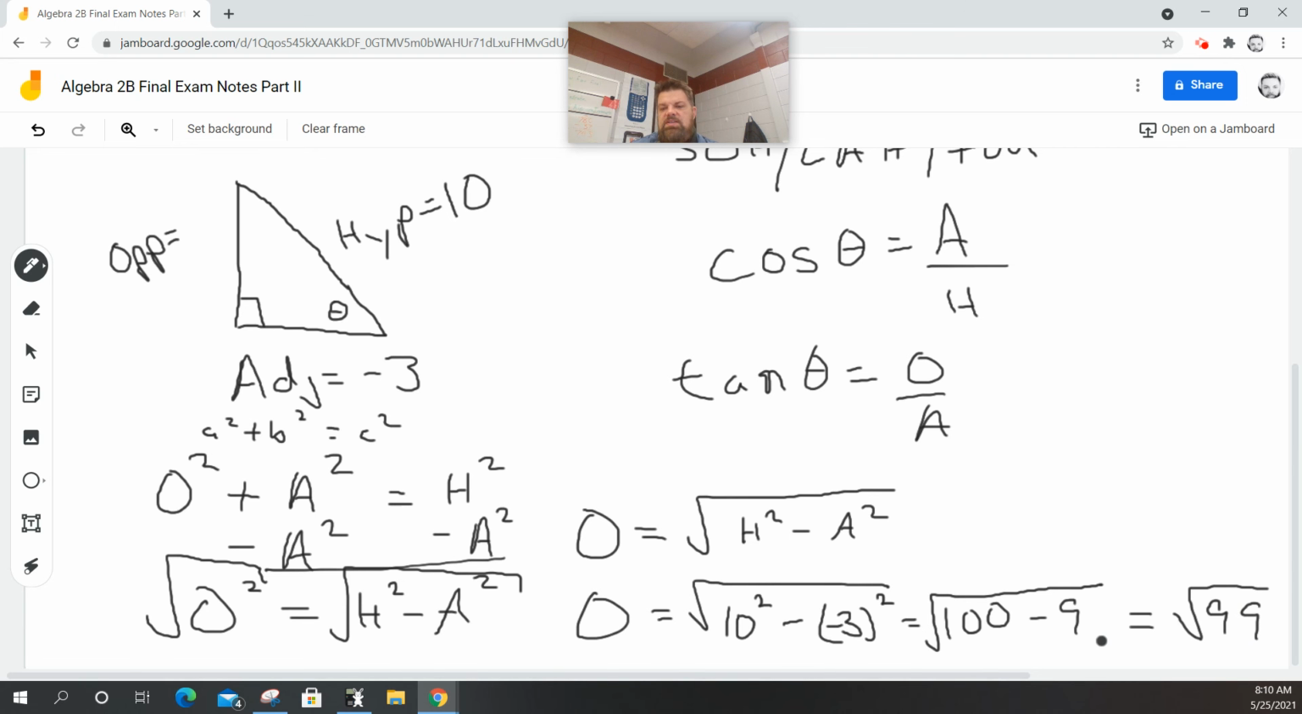Wait, let me think. No, it's 91. I'm not awake yet. So it's 91. So then the opposite is just the square root of 91. 91 is not a prime number, but I can't simplify that radical at all. And then the adjacent is just negative 3. So we can just toss that negative to the front and we get negative square root of 91 over 3. And that's it.